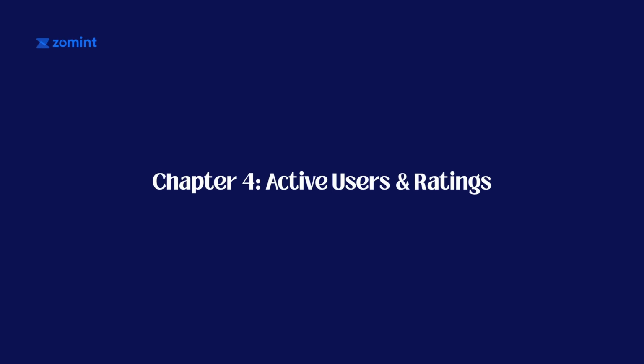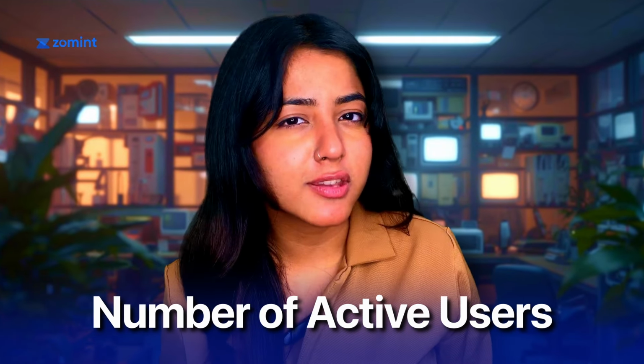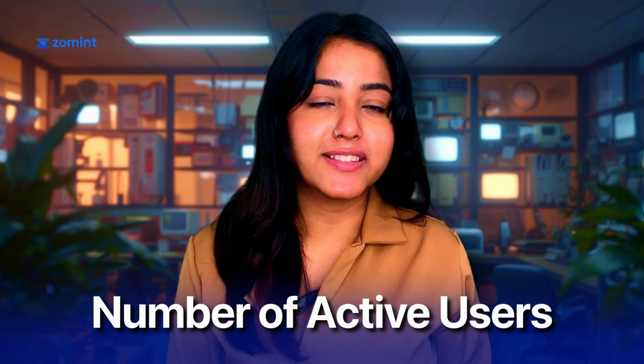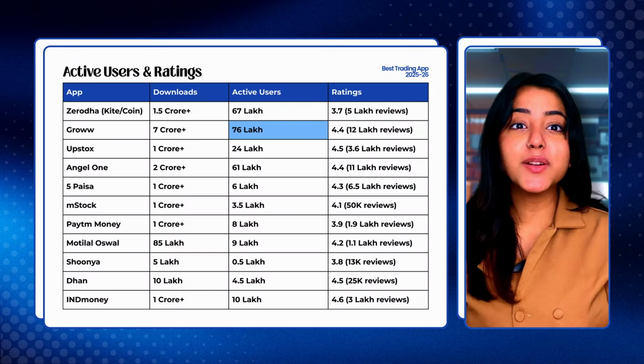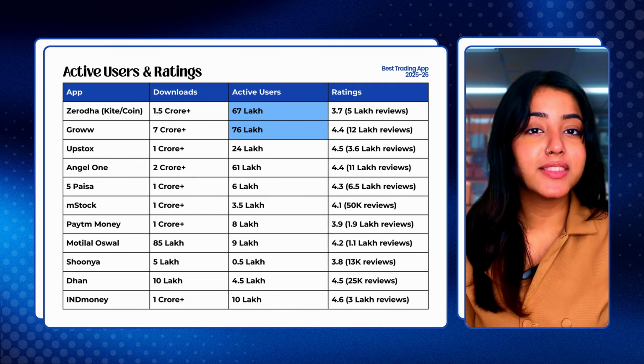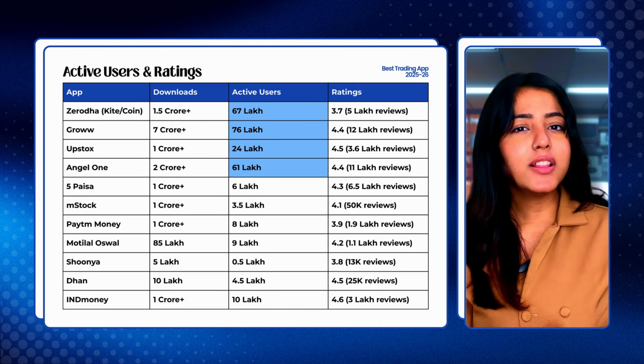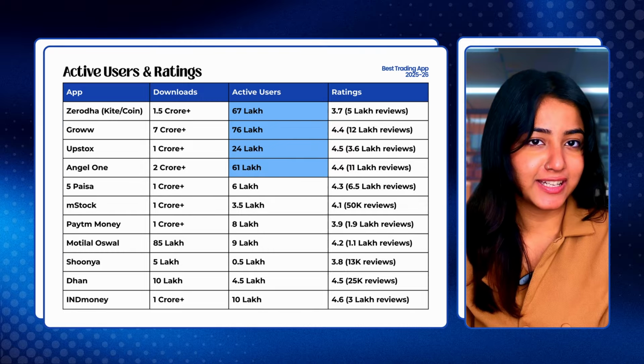Now let's talk about active users and ratings. Let's just look at the downloads and reviews for all the apps. More than the downloads, I want you to focus on the number of active users. You won't find this data anywhere else. We dug hard to find it. Groww has the most active users, followed by Zerodha, then Angel One and Upstox. All other apps have less than 10 lakh active users.